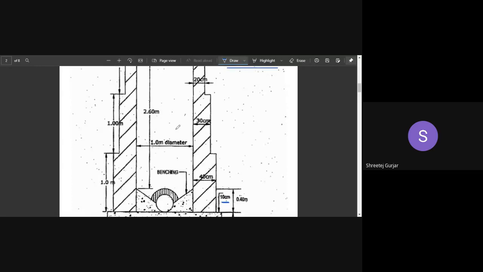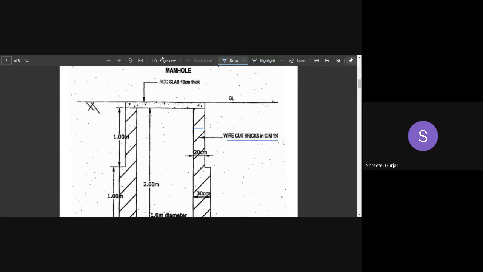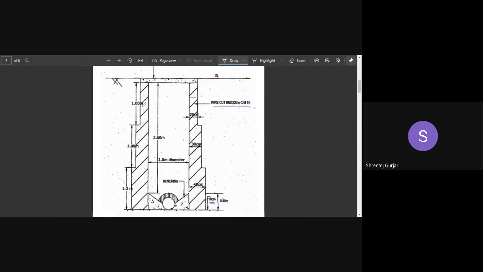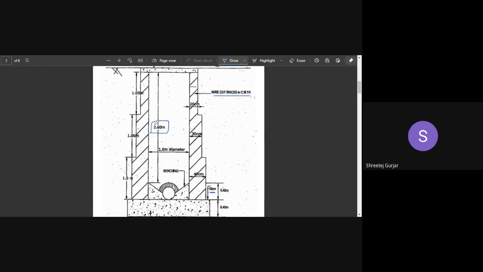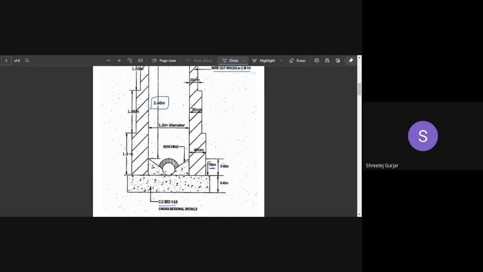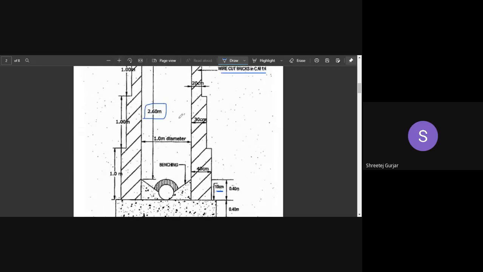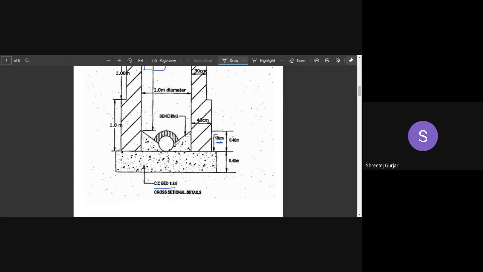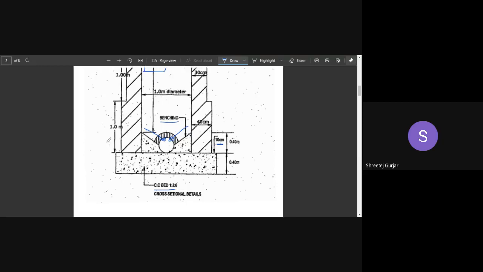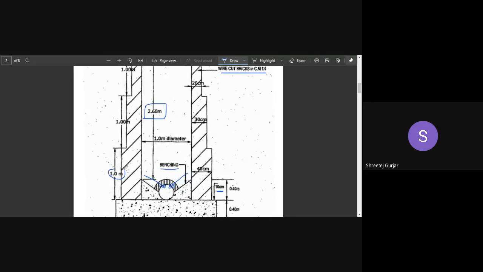So internal diameter is 1 meter, and then let us look into the depth. From here to here it is 2.6, from the bottom of the RCC slab going up to the benching. This kind of slope is provided inside a manhole. This is your drainage pipe, and this benching is provided so that all the water goes into the drainage pipe and proper drainage happens. Now what are the heights of each step? 1 meter, 1 meter, 1 meter, 3 meters for the entire thing.